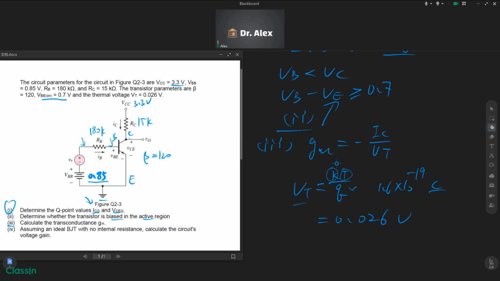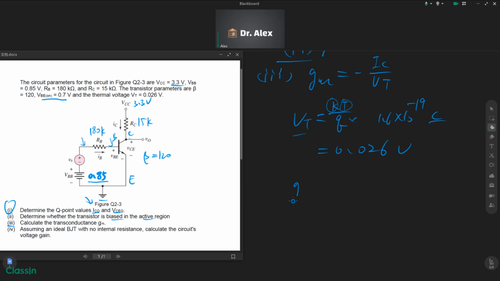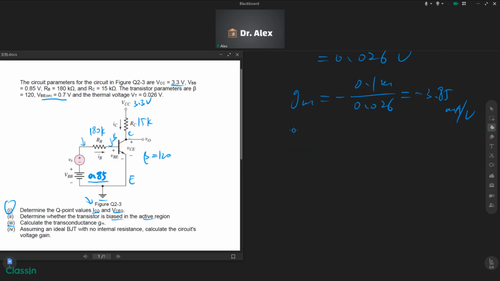Vt is about 0.026 volts. Now we use the value of IC from the previous question, 0.1 milli divided by 0.026, which gives the value of Gm, which is 3.85 milliamperes per volt. That's the answer for question 3.